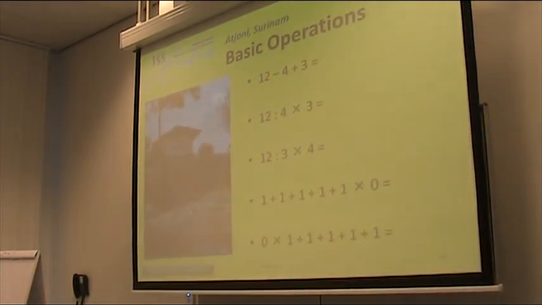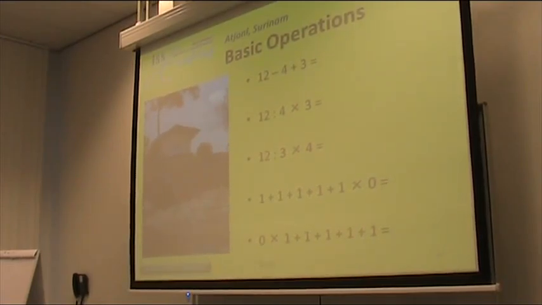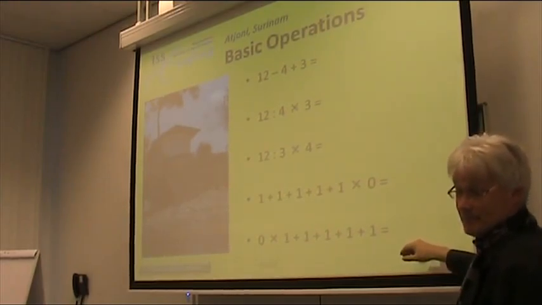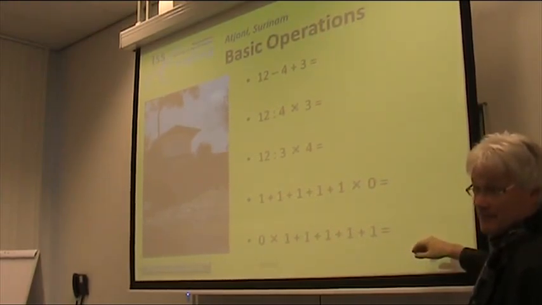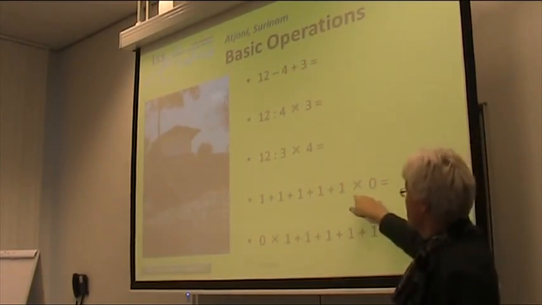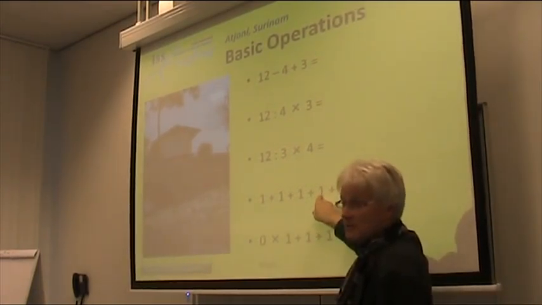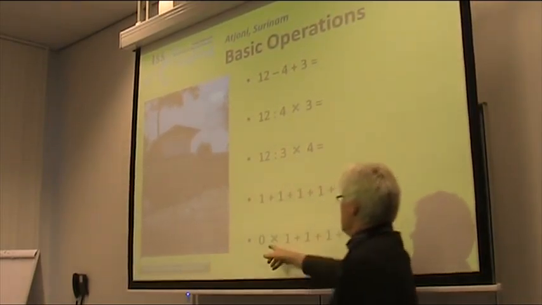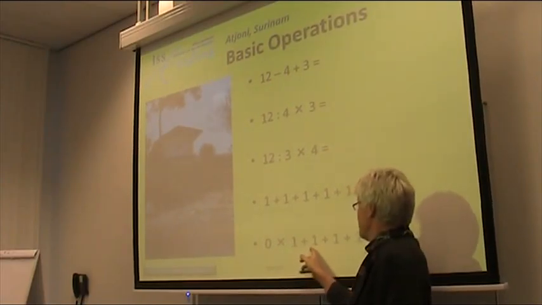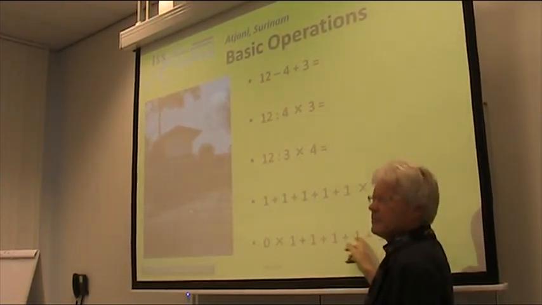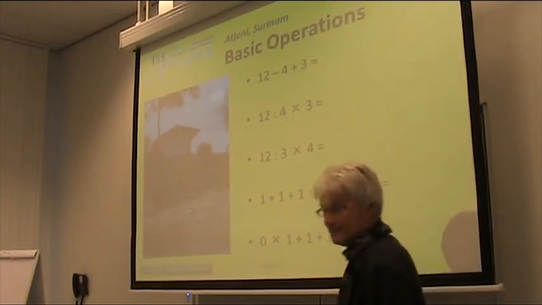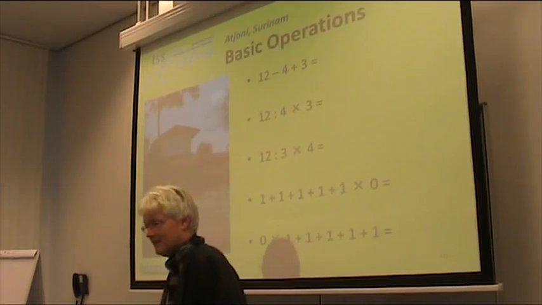Next one. Is the first one the same as the second one? Yes, it is. But it is not 0, right? 1 times 0 is 0. Plus 1 is 1. Plus 1 is 2. Plus 1 is 3. Plus 1 is 4. 0 times 1 is 0. Plus 1 is 1. Plus 1 is 2. Plus 1 is 3. Plus 1 is 4. Right? It's 4.